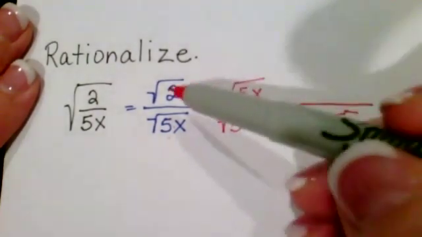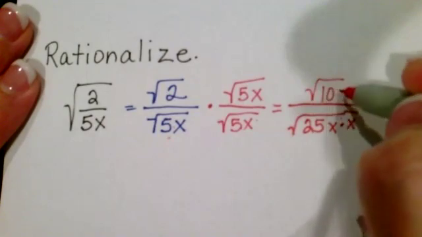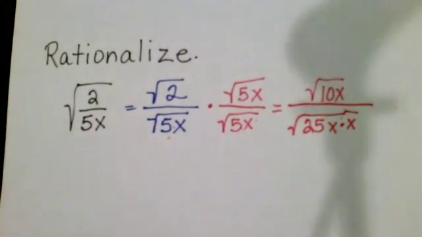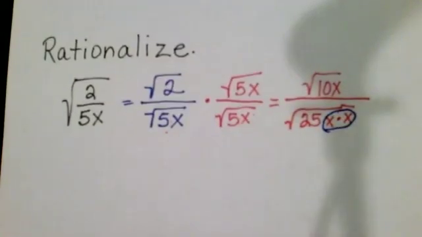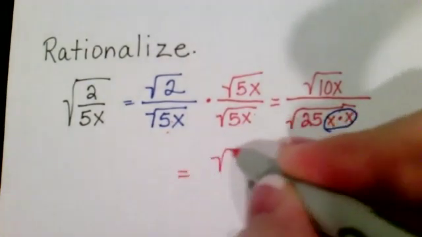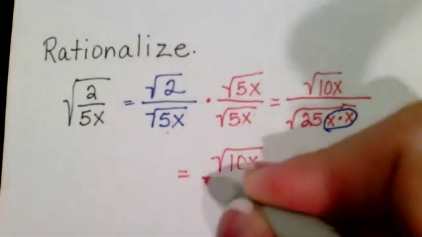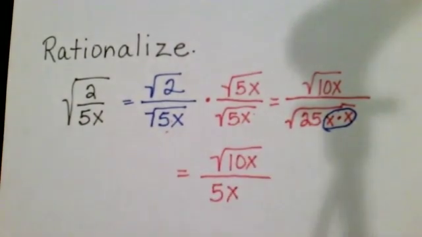Go ahead and multiply the top now. Square root of 2 times square root of 5x gives me square root of 10x. Now look at your denominator. You've got a pair of x's. And then also we know the square root of 25 is 5. So I've got the square root of 10x on top, and I've got 5x in the denominator.